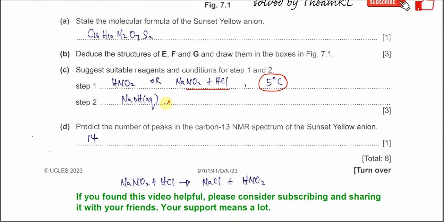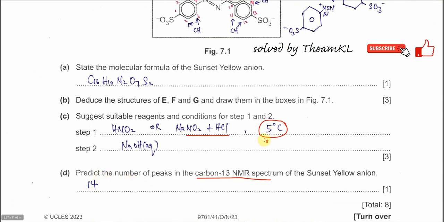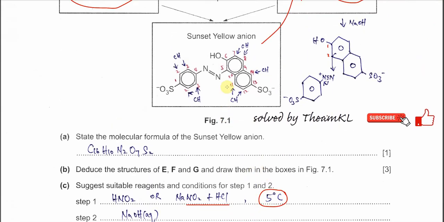Now, for part D, predict the number of peaks in the carbon 13 NMR. So we need to count the number of non-equivalent carbons. So it's 14, how to get this? So just follow the numbering. This one is first carbon, 1, 2. These two, they are equivalent. These two also equivalent. That's why we cannot count or include more carbon.